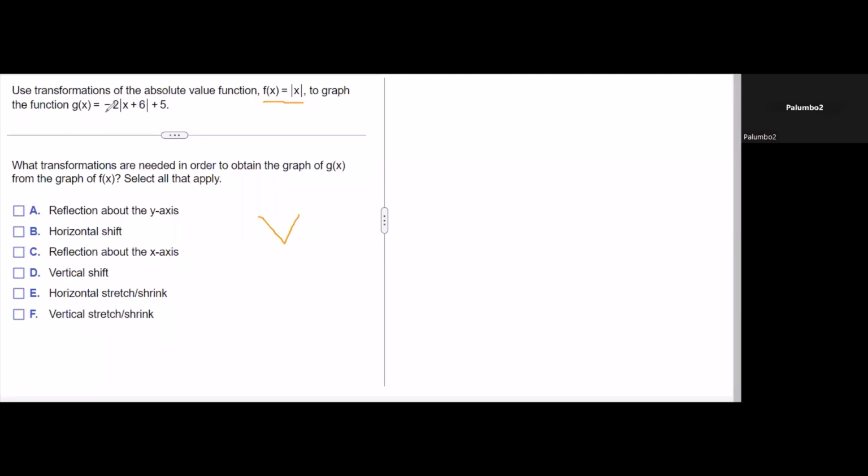So the first thing I notice is this minus right here, and that's going to be a reflection. It's going to reflect it down across the x-axis. And then I have this 2, which is going to stretch it. That's a vertical stretch. The plus 6 here belongs to the x, so it's going to shift it on the x-axis, and it's actually going to shift it to the left. And then the plus 5 does not belong to the x, it belongs to the y. And so I'm going to shift it on the y-axis, and a plus 5 is going to go up 5.